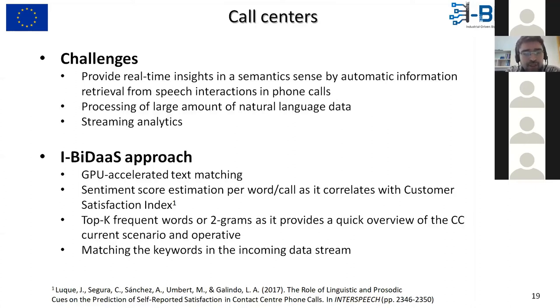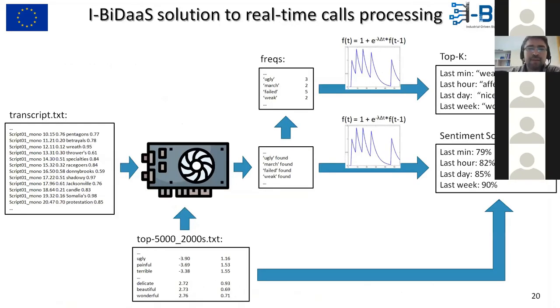So our approach to solve the problem was to apply a GPU-accelerated text matching, where we are matching the keywords in the incoming data stream. In more detail, our solution offers different types of analytics, like, for example, the sentiment score, the word frequencies, and the most frequent word count. And this is all offered for different time intervals, like the last minute, last hour, last day, etc.